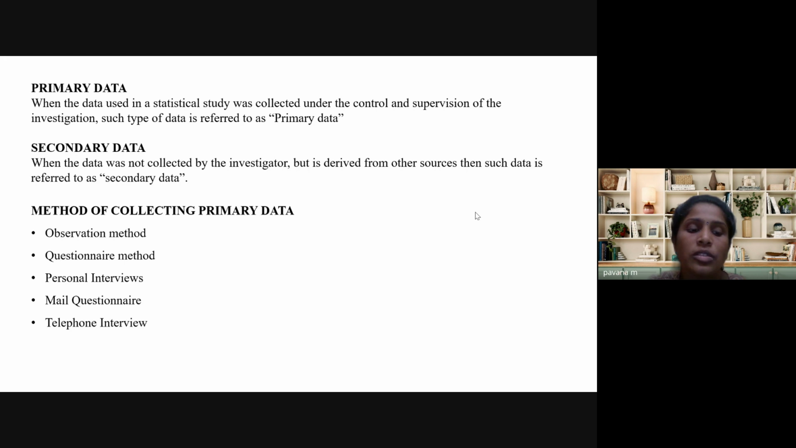And the last one is telephone interviews. Telephone interviews means the interview is conducted through the phone. That means they never meet face to face or contact each other directly. Through phones or mobiles they ask the questions and the respondent responds on the phone. That type of method is called telephone interviews. So these are some of the methods for collecting primary data.